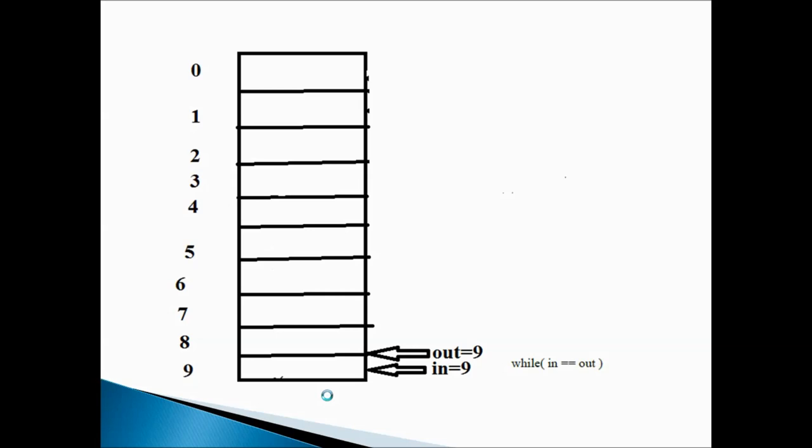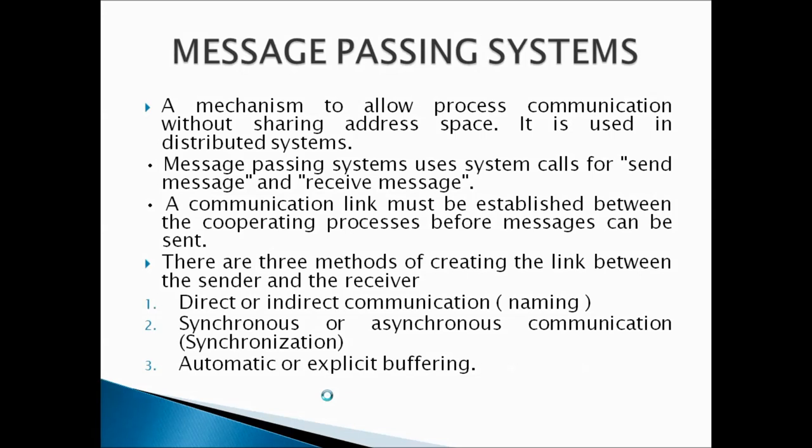So, understood, guys? Next is message passing systems. So far, you have studied what shared memory is. Here, message passing systems. What is a message passing system? This mechanism allows process communication without sharing the address space. Here you need not share anything, right?